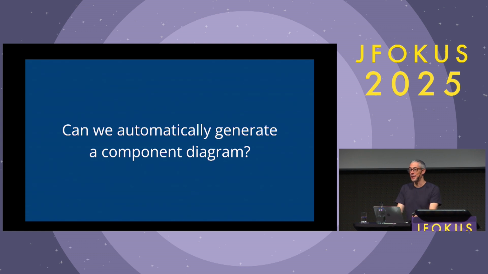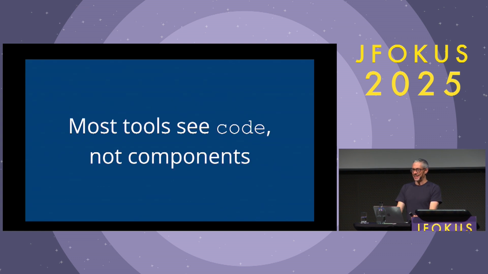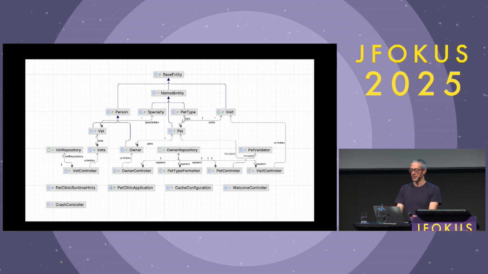So can we automatically generate a component diagram by pointing some tooling at a Java code base? The complication here is that when you do that, most tools don't see components, they see raw code. Classes, interfaces, enums, packages. If you point IntelliJ IDEA at this code base and say reverse engineer it, it gives you this picture, showing you the 24, 25 classes, interfaces, enums inside this code base. Now this is a sample app and it's relatively small. You could see how this approach would explode given the complexity of most enterprise systems.